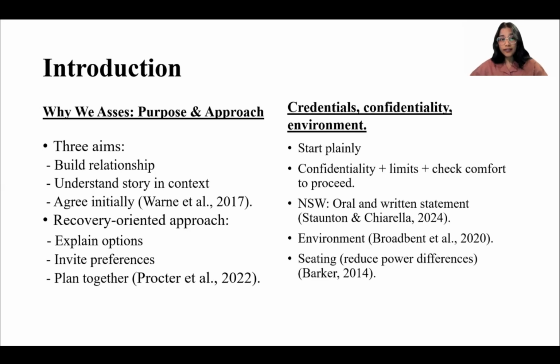So, why we assess? What is the purpose and the approach? A mental health assessment has three simple aims: build a working relationship, understand the person's story in context, and create an initial plan that actually helps. We do this in a shared, recovery oriented way: explain the options, invite preferences, and make a plan together.